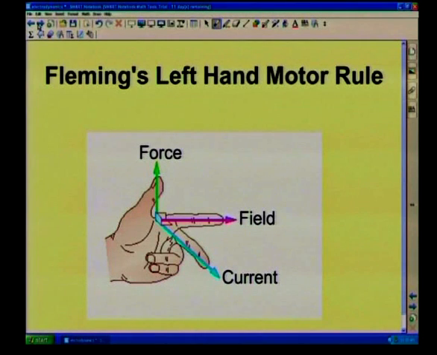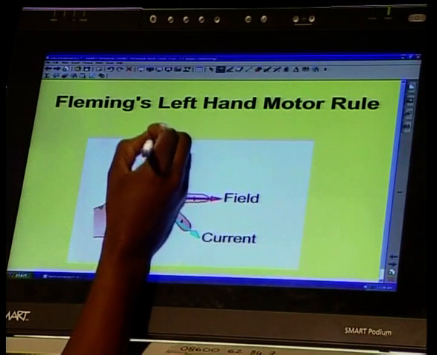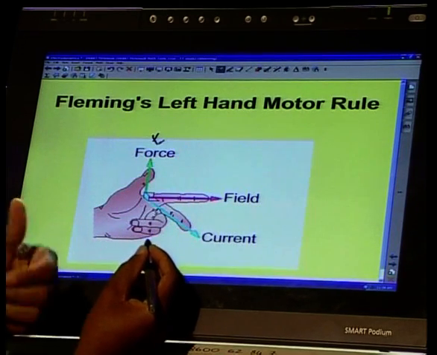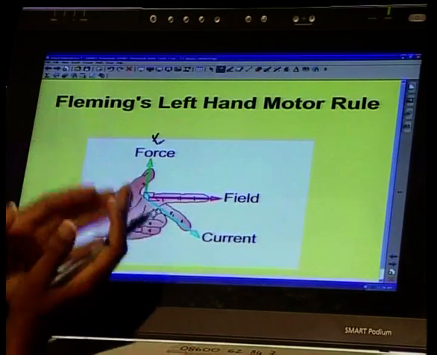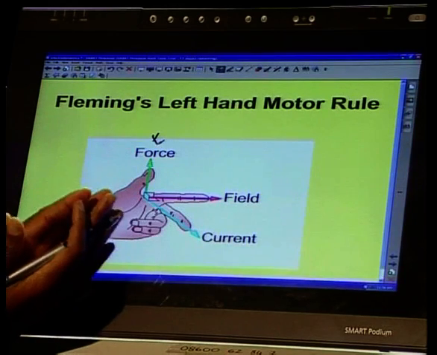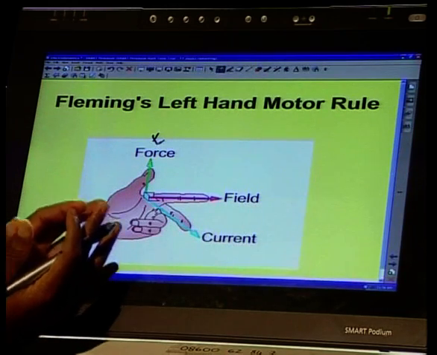Now, Fleming's left-hand rule helps us to find out the direction in which such an object is going to move. Let's look at it briefly. The thumb of your left hand here will be representing a force. So that part here is the force. In other words, the lift, the pushing or the pulling that particular object is going to experience.